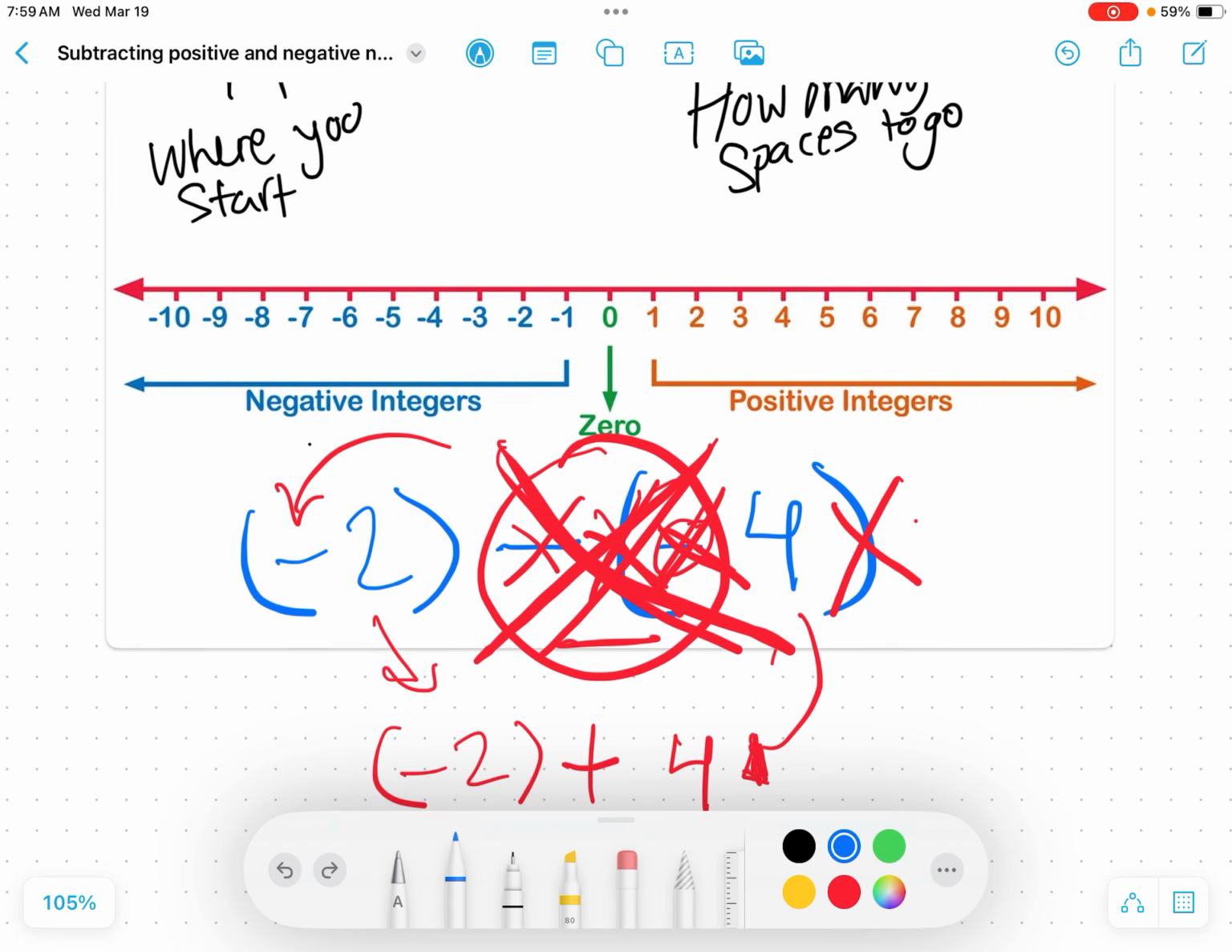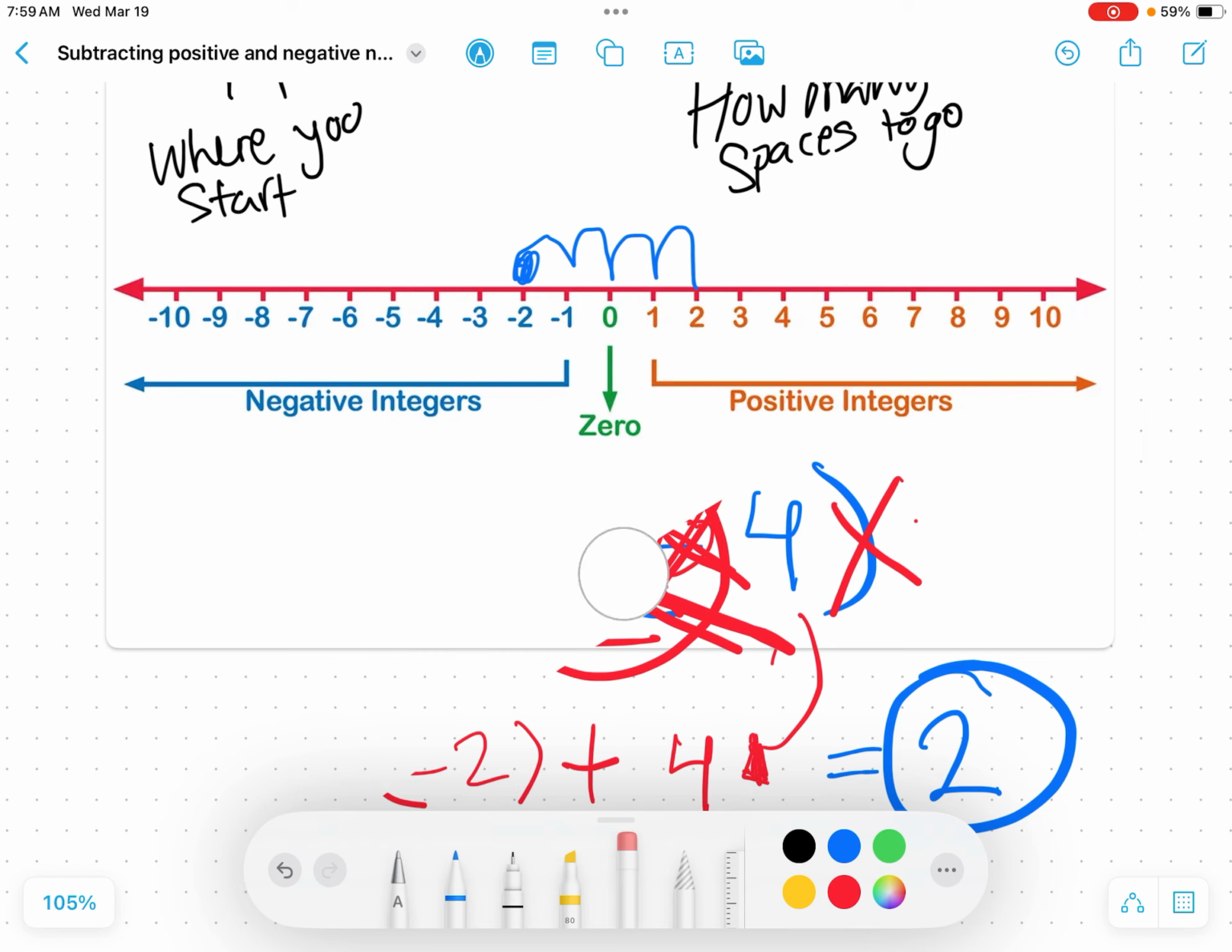So this first number is where we start. We're going to start at -2. And then this tells me to go right or left. Since it's positive, it means we're going to go to the right. And then this 4 right here tells me how many spaces to move. So we're going to go to the right 4 spaces from -2. 1, 2, 3, 4. That gives us +2.